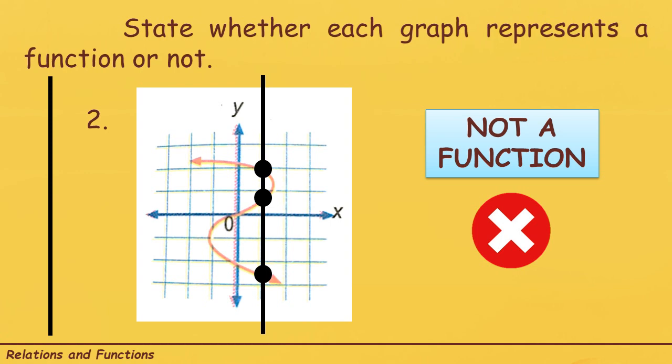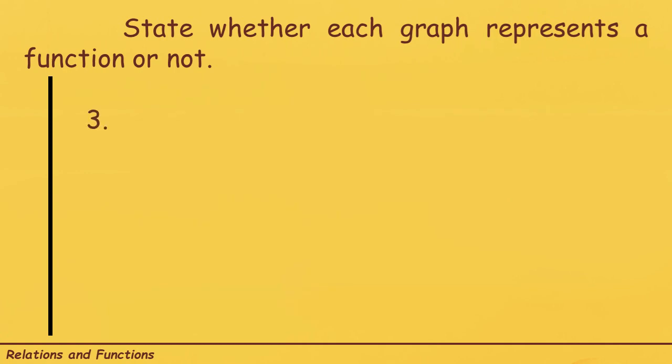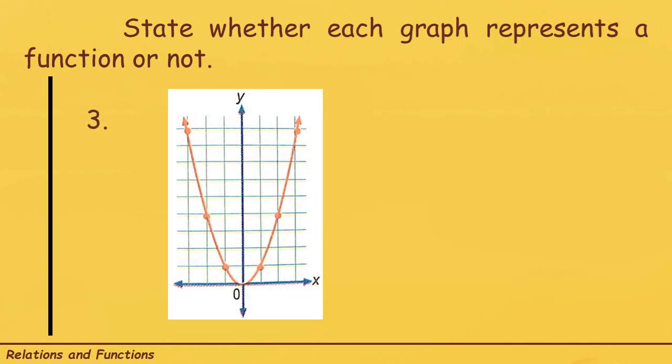So that's it. So make sure that their point of intersection is only 1 point. So we can visualize if the graph is a function or not a function. Example number 3. So let us say that this is our graph. Can you identify if this graph is a function or not? I will give you 30 seconds to think. Go.